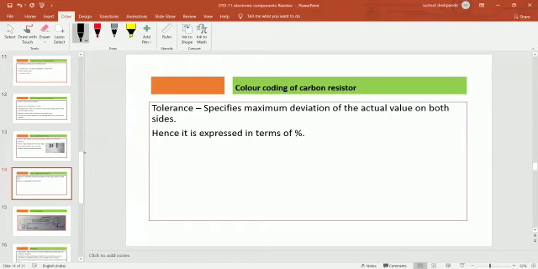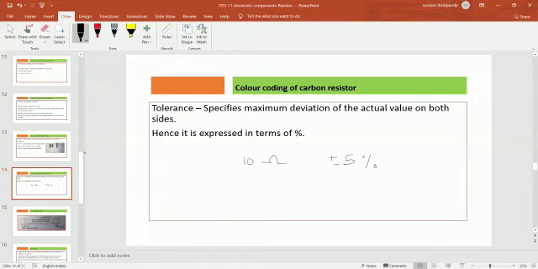What is tolerance? Tolerance specifies the maximum deviation of the actual value on both sides. Hence, it is expressed in terms of percentage. Tolerance means what? Yes, correct. Suppose the value of a resistor is say 10 ohm with a tolerance of plus or minus 5%. What does it mean?